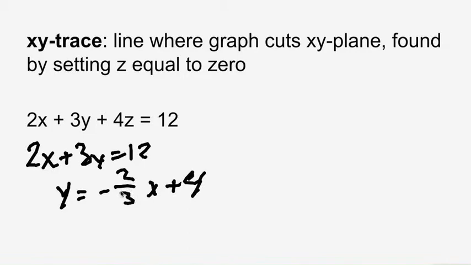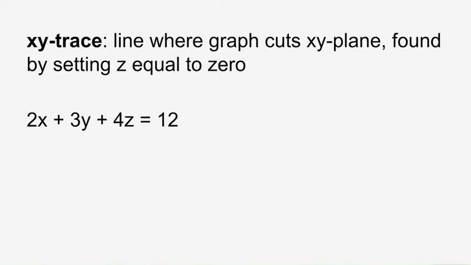The other traces can be found the same way. The xz trace is found by setting y equal to 0, and the yz trace is found by setting x equal to 0. These 3 lines will give you the borders of the plane on the graph.